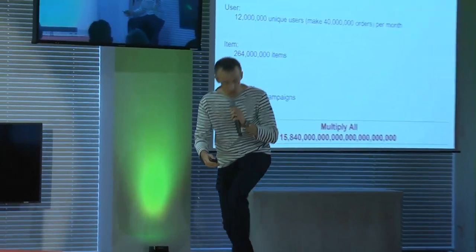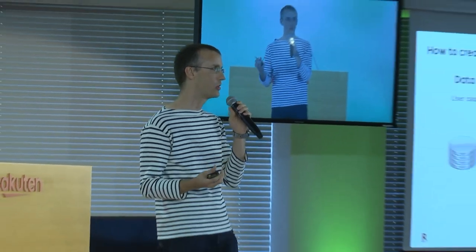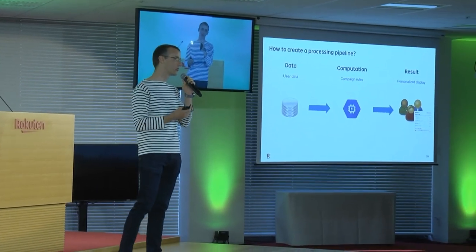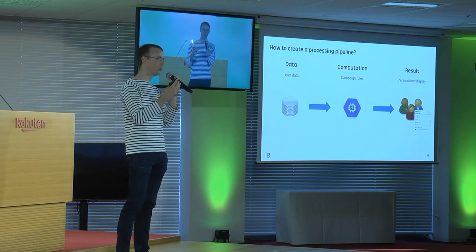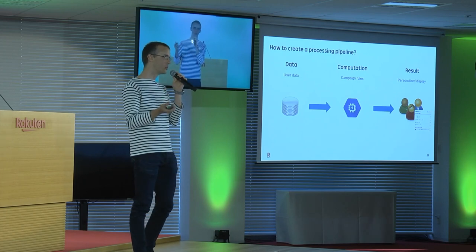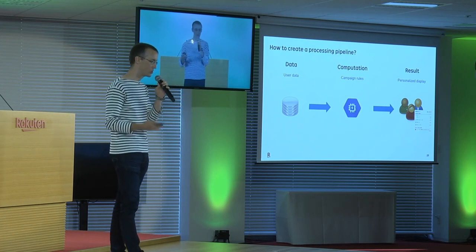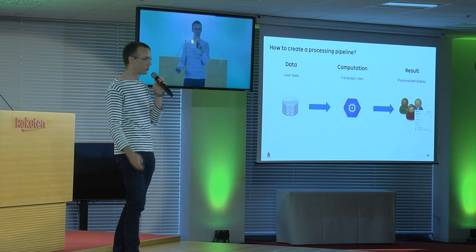Thank you, Yamashita-san. So, hello again. Let me explain how we did that since we released that system last year. First, I would like to introduce three concepts that are important to understand for the rest of the presentation. We have data on the left-hand side. As Yamashita-san explained, we need to understand who the users are and what they do within our Rakuten ecosystem. Then we have the computation, which is how we define campaign rules that tie a specific user behavior to a benefit. And the result is a personalized display of how much benefit the user would get if they were to buy this item.